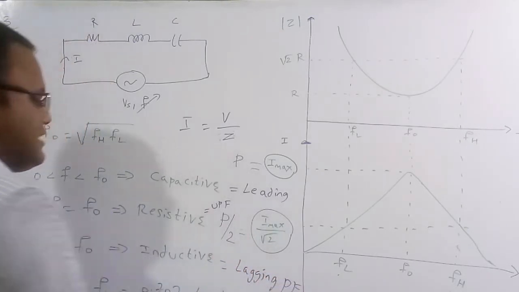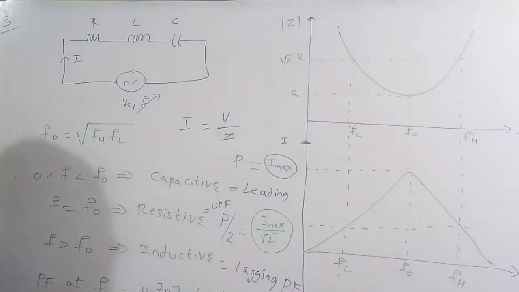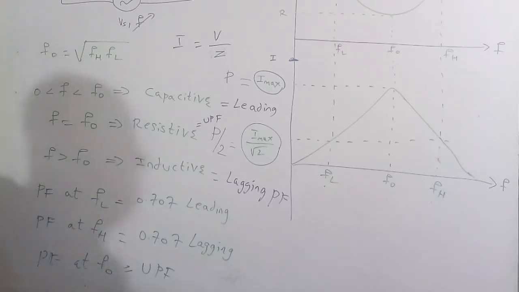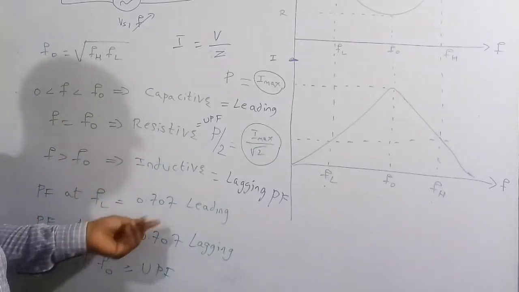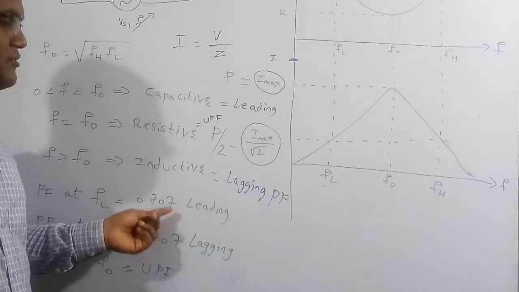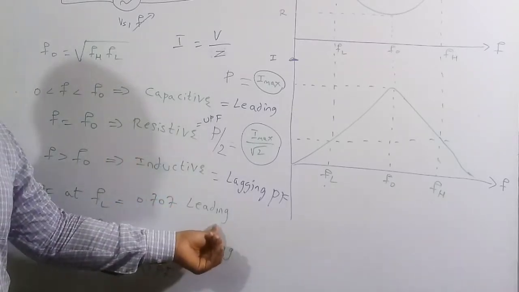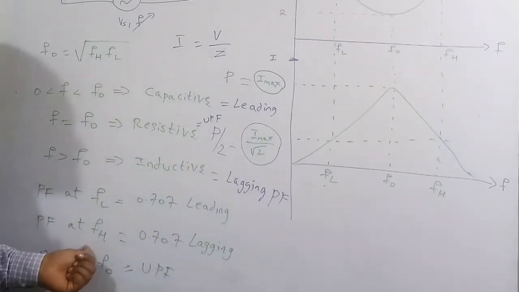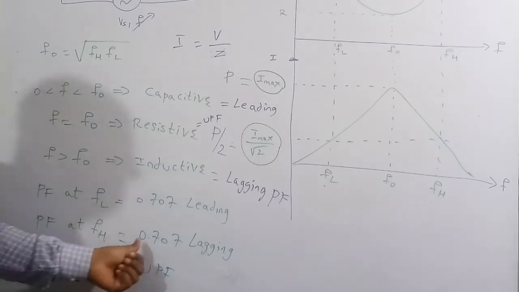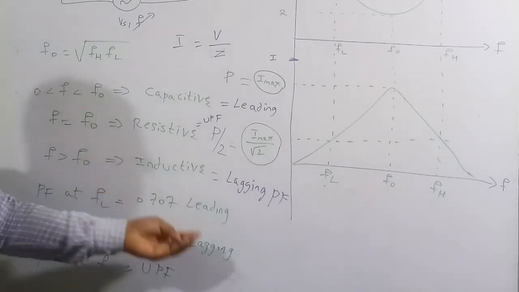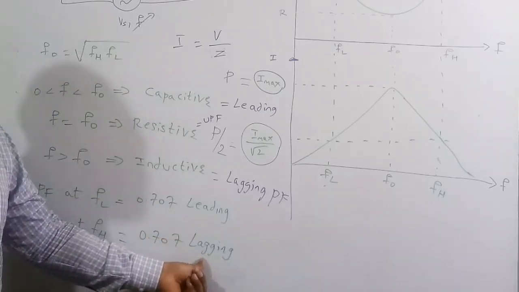Also, in AE examinations they will ask in the questions what is the power factor at FL and FH, or at F0. So it is better to remember these values to save time. The power factor at the lower half power frequency is 0.707 leading, because it is a leading circuit at a frequency less than F0. Similarly, the power factor at the higher half power frequency is 0.707 lagging, because at a frequency greater than F0 the circuit is lagging.